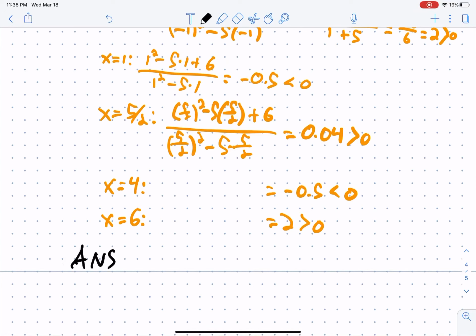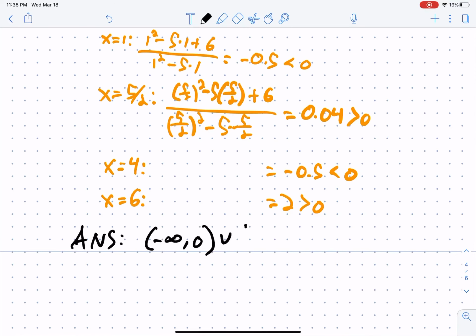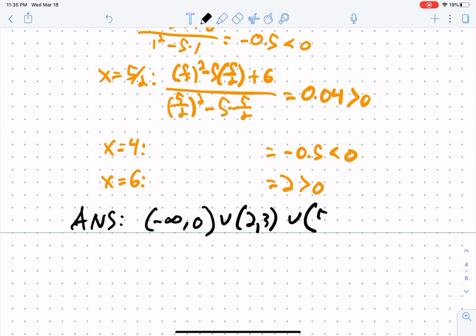So our solution goes, answer. It goes from minus infinity to 0, and I'm putting a round bracket because that 0 is not included. It wouldn't matter whether it said greater than or equal to or just greater than. It wouldn't be included in either case because here the function is undefined. The next one we're going to include is between 2 and 3. And then lastly, we're going to include from 5 to infinity. Okay, that's our answer.